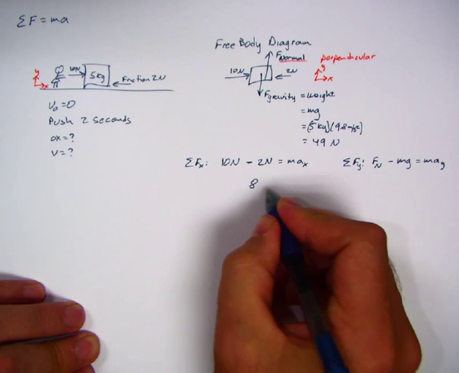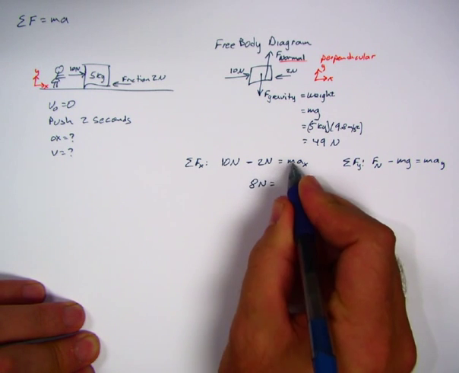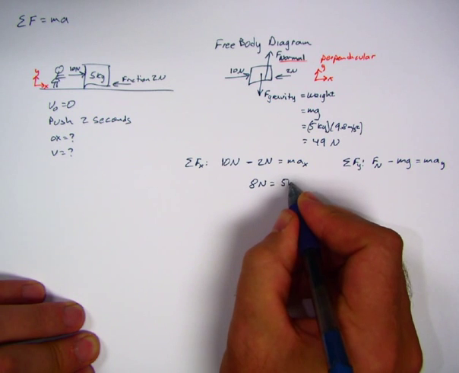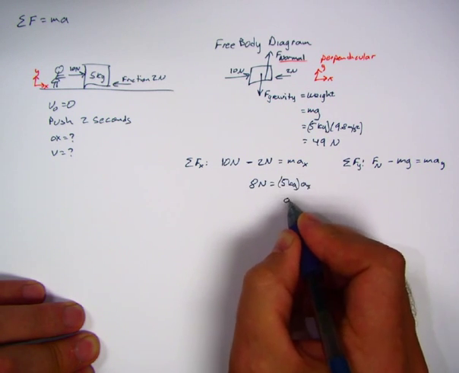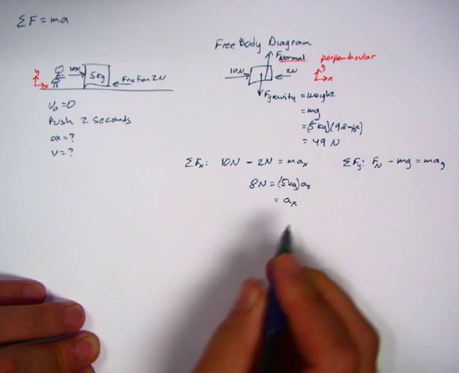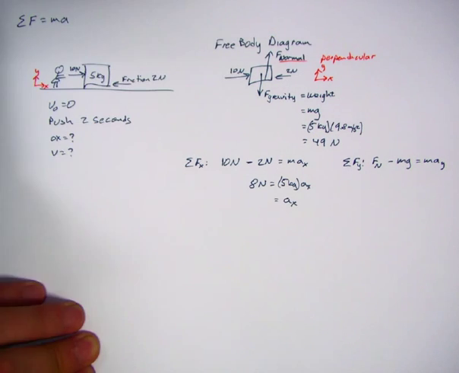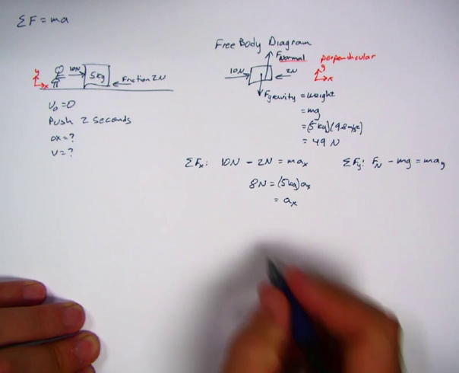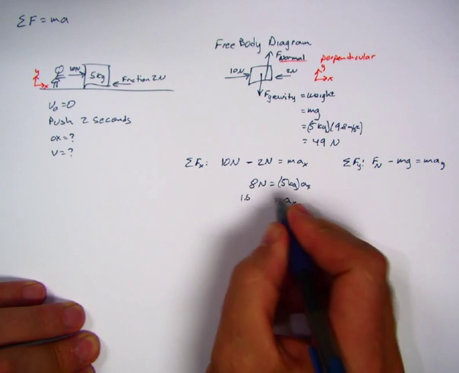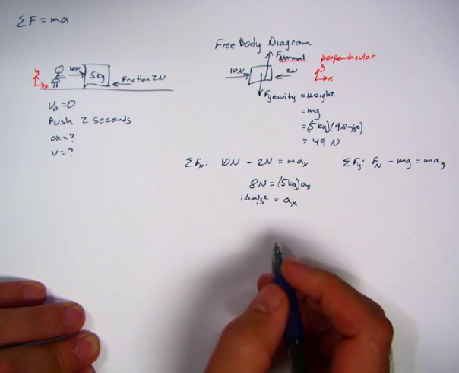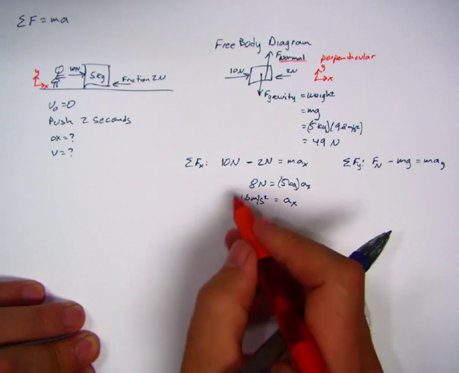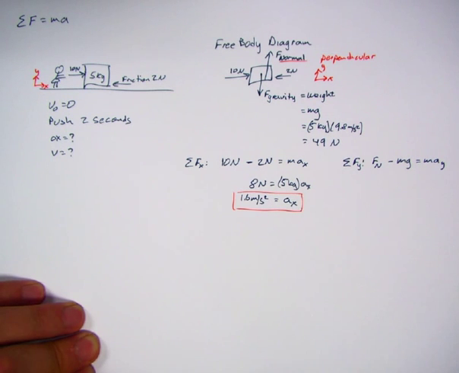We know that 10 minus 2 is 8 newtons, which equals our mass, 5 kilograms, times the acceleration in the x direction. So we can quickly calculate that the acceleration in the x direction is 8 over 5, and 8 over 5 is 1.6 newtons over kilograms, which is meters per second squared. So that's a pretty easy result.